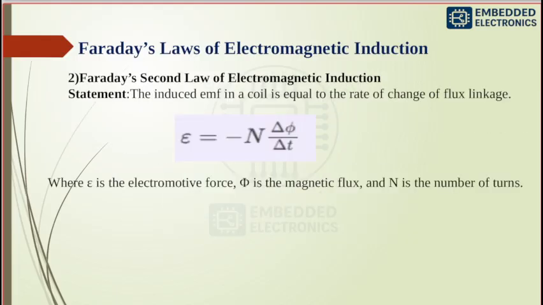And next is Faraday's second law of electromagnetic induction. The induced EMF in a coil is equal to the rate of change of flux linkage. This is induced EMF, which is represented using the symbol epsilon. N means number of turns and delta phi by delta t represents rate of change of flux linkage. Flux is nothing but phi. This minus sign shows the direction, not magnitude. It means induced voltage always opposes the change in magnetic flux.